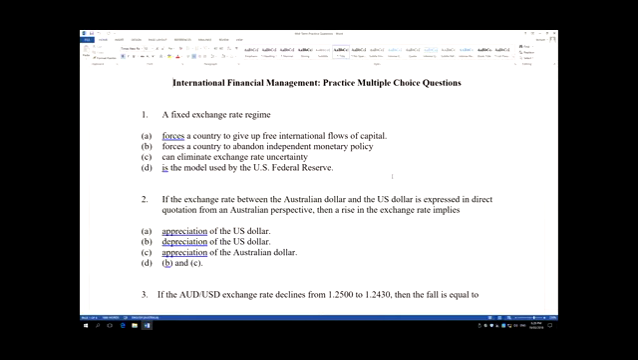All right. So when you have a fixed exchange rate regime, what's the advantage? The advantage is that you don't have that exchange rate uncertainty, right? Because your rate is fixed.